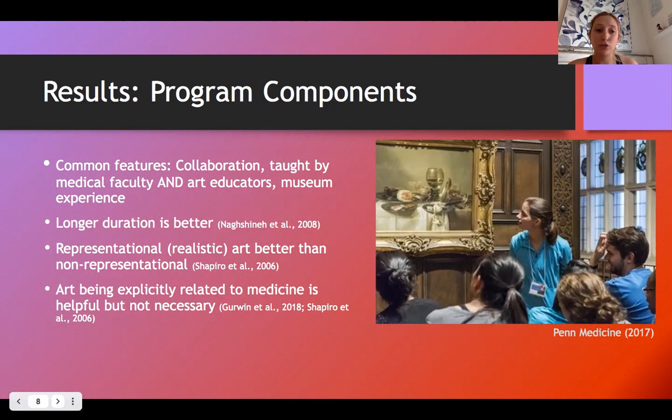Other common features included being taught by medical faculty and art educators and being at a museum, which I'm guessing is to increase access to the art educators. I also found that longer durations are better. Students who went to more sessions had better observation skills. And in looking at the types of art that best teach observation skills, representational or realistic art is better than non-representational. And medically related art is helpful but not necessary, meaning that students in programs that looked at non-medically related art still showed improvements in observation skills.